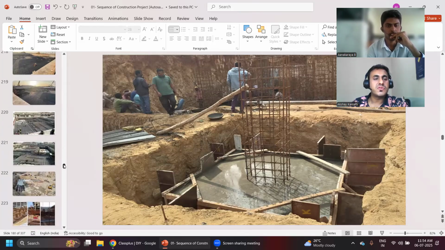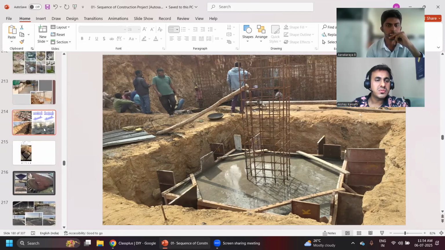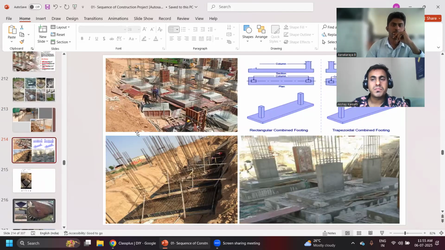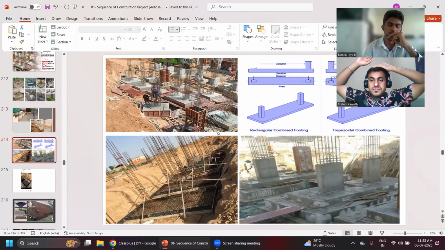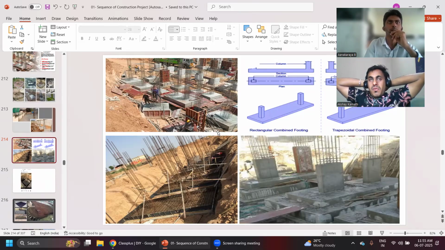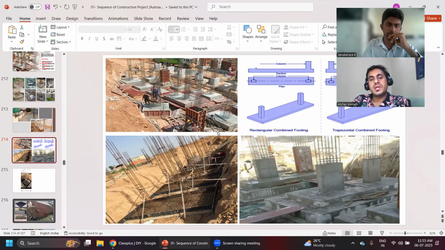What are the different types of foundations that we have? Sir, normally we have spread footing, strap footing, combined footing, raft foundation, mat, both are the same, pile foundation, pier foundation, sir. Okay. Where do you use an eccentric footing?